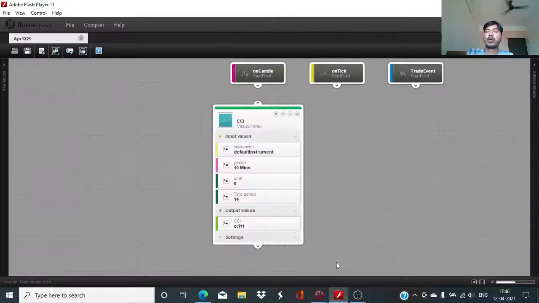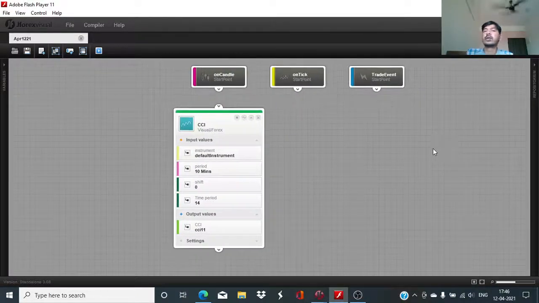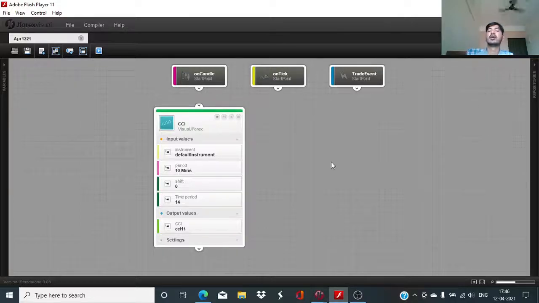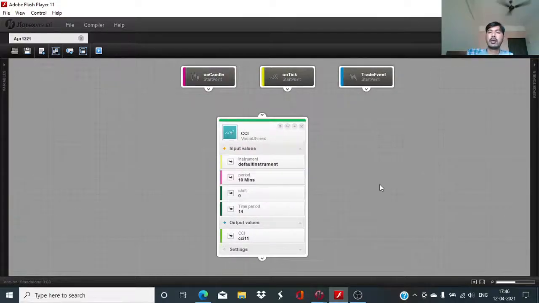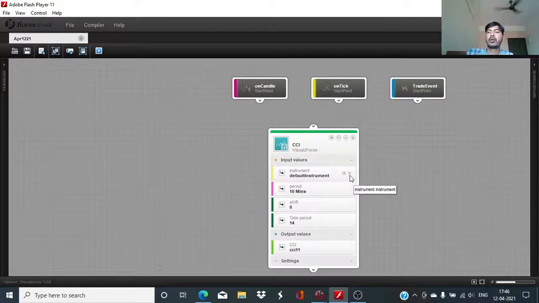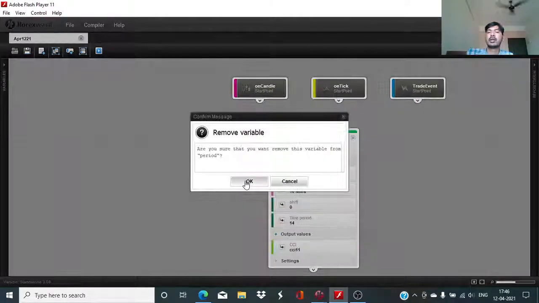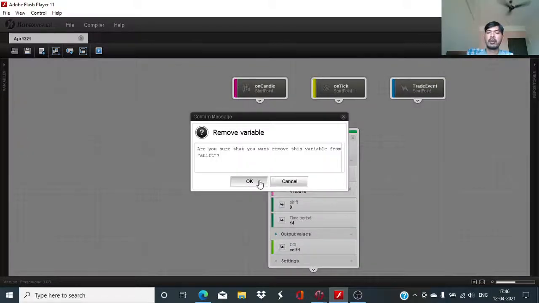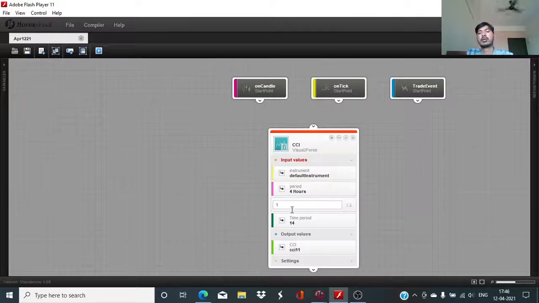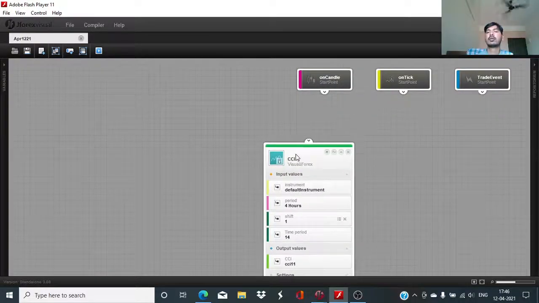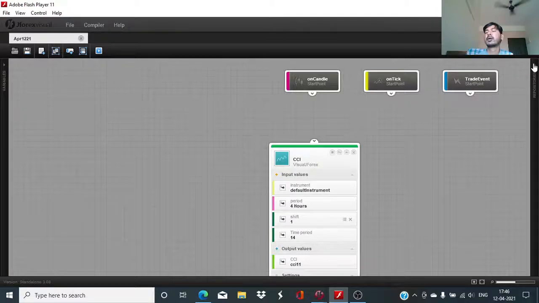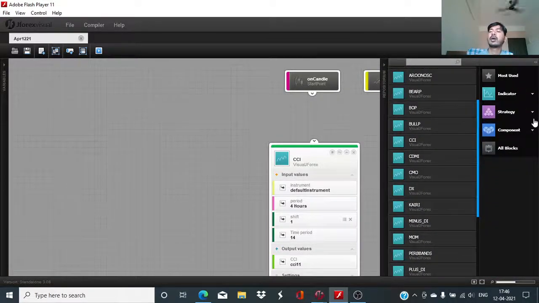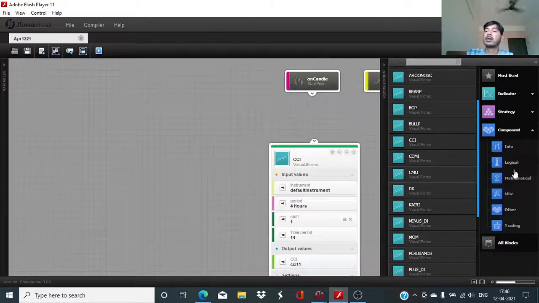Now we go back to the Visual JForex board, which has been developed by the Dukascopy Bank SA. Here I will change it to default, the instrument will remain as it is. I will change the time frame to 4 hours. The look back period will be 1. And now we have to get started with the if blocks logical.